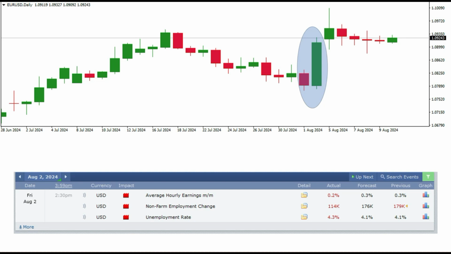So more people are losing jobs, and more people are unemployed in the US. Don't forget, the US has 350 million people, and 0.2% is not a small number. After that, the US dollar started to weaken and the euro just went to the sky.